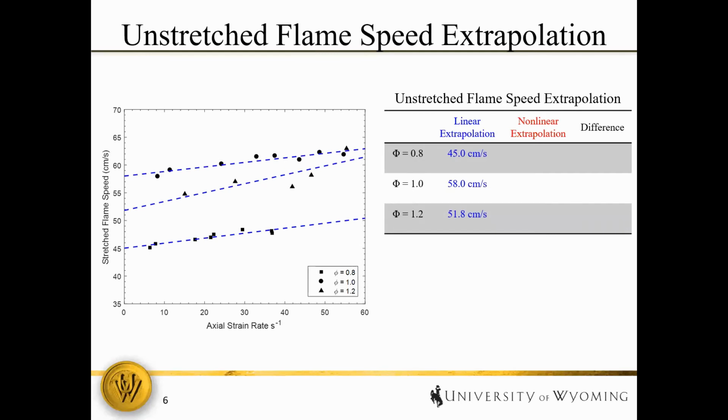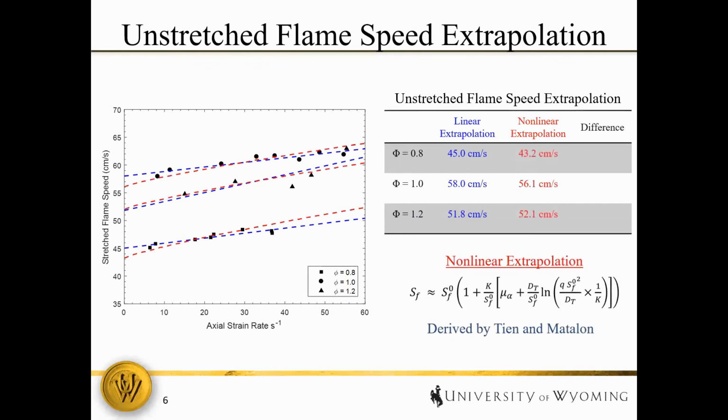Next, a nonlinear extrapolation developed by Ronney and Matalon results in similar unstretched flame speeds. Differences were found to be at most around 4%.